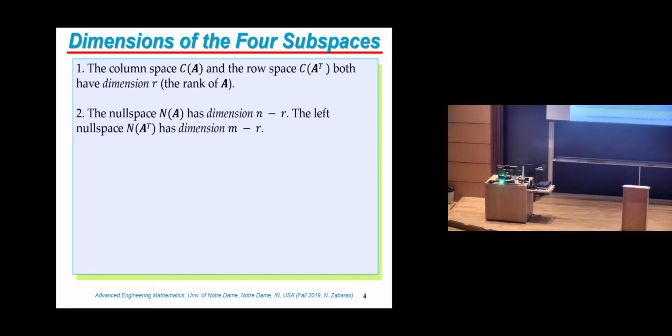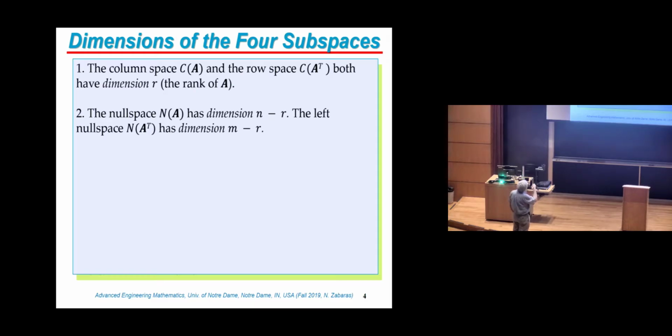The null space has dimension n minus R. You remember n minus R is the number of the free variables. And those free variables define basically a basis for the null space. So it has dimension n minus R.